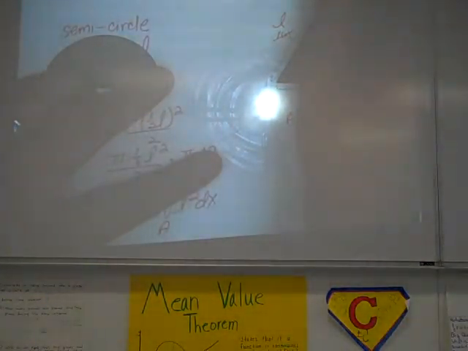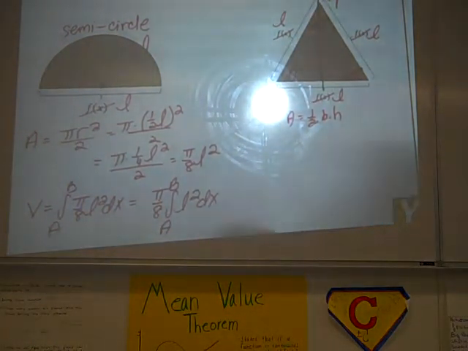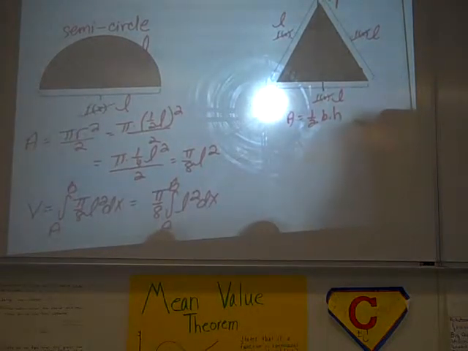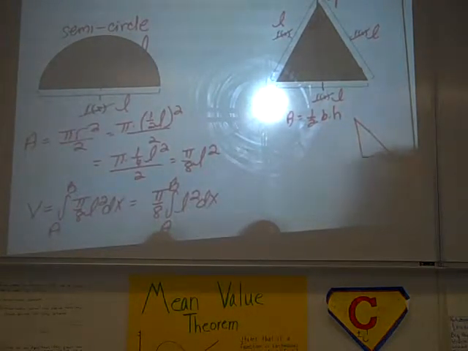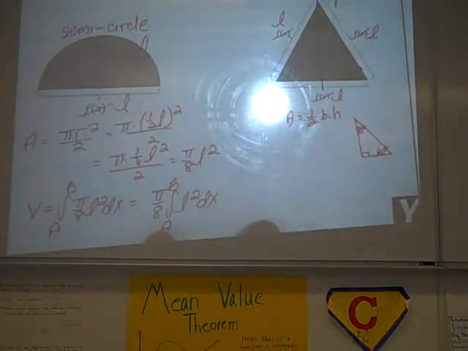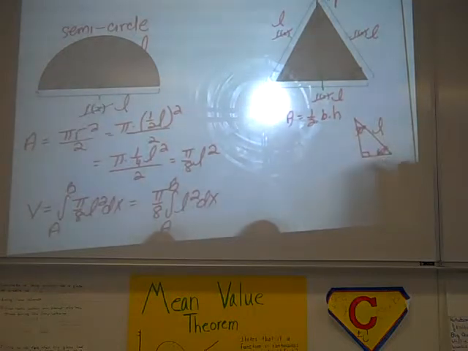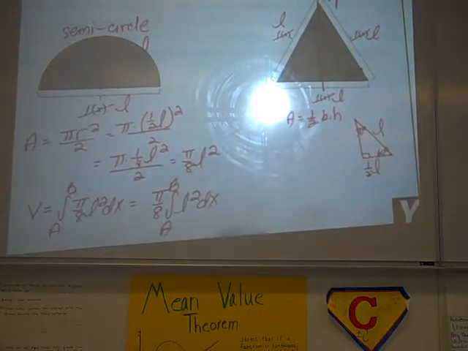If you were to slice this triangle right down the middle, what you would get is a 30, 60, 90 right triangle. There's the 90. This guy down here was 60. This angle up here is 30. The hypotenuse is L. The length of the base was originally L. This is 1/2 L.